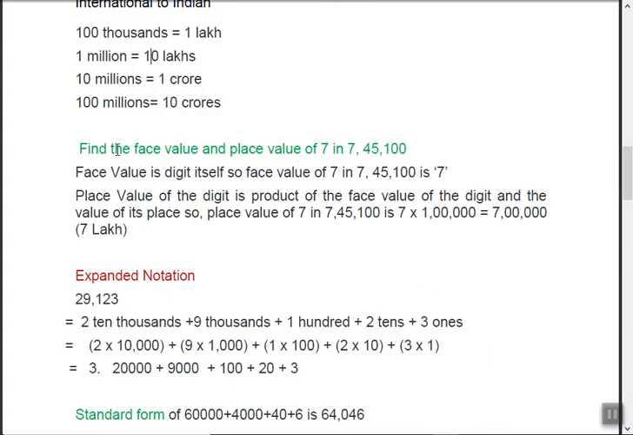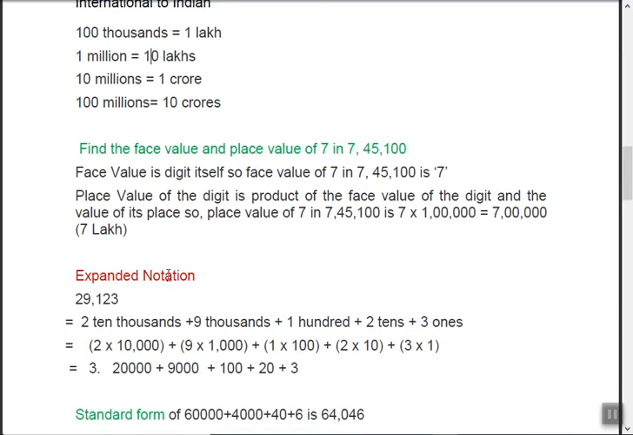Now a simple problem. Find the face value and place value of 7 in 745,100, meaning 7,45,100. It's simple, as we have discussed earlier. Face value of 7 is 7 only. So place value is what? 7 is in what place? Lakhs place. So multiply it with 1 lakh, that is 5 zeros. So 7 into 1 lakh, so it is 7 lakh. Place value is 7 lakh.